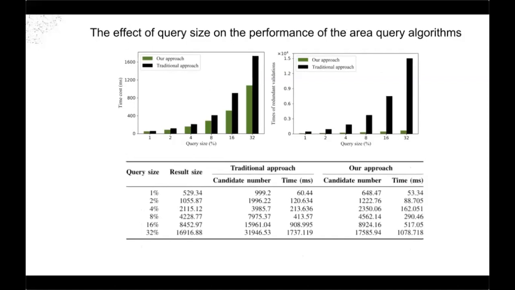The second set is used to evaluate the effect of query size on the performance of the algorithms. The data size of the set is fixed at 100,000. As the query size changes from 1% to 32%, the time cost saved varies from 12% to 38%. The number of candidates saved by our method varies from 35% to 45%.